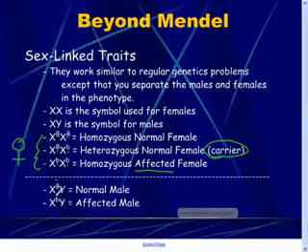All right. Capital B means normal male. Lowercase b here means affected male. There is not a heterozygous because there's not a corresponding letter on the Y chromosome.